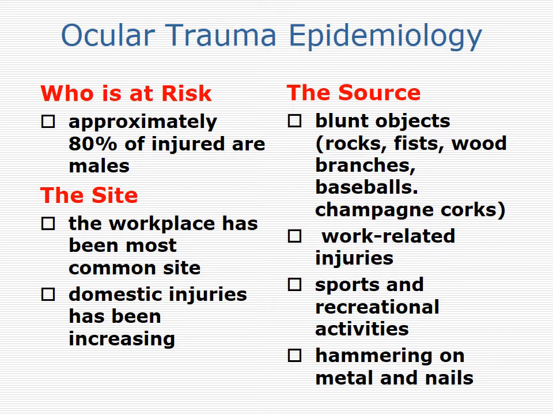What is the source? The source is blunt objects like rocks, fists, wood, branches, baseballs, champagne corks, work-related injuries, sports and recreational activities, hammering on metal and nails. What is the site? The workplace has been the most common site. Domestic injuries have been increasing.